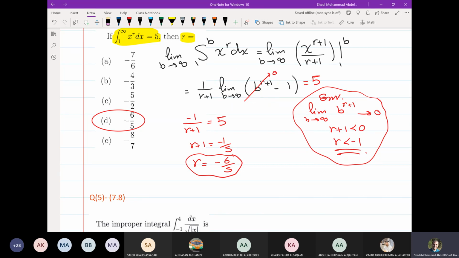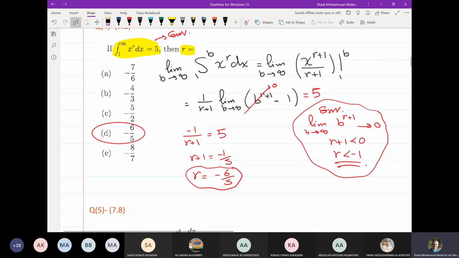You need to understand that this limit should go to 0, because if I consider b to be infinity to a positive power, it will be infinity, and in this case it will diverge. But I know that it converges. When we have infinity to the power of a number, it will go to 0 if that number is negative, to be in the denominator. To converge means the power exponent here should be negative. So r plus 1 should be less than 0, which means r will be less than minus 1. Is that clear, this small trick?